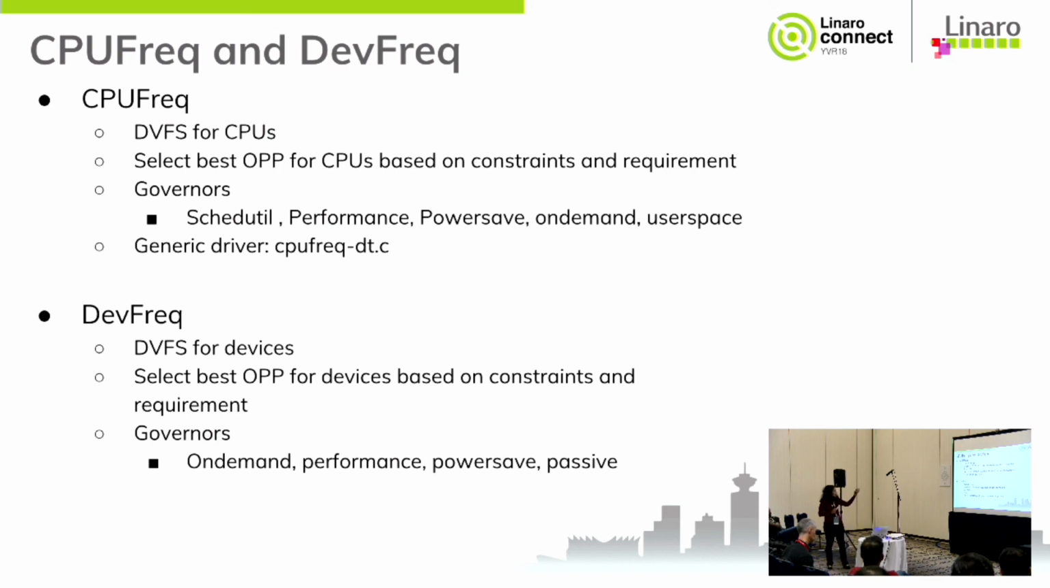So I'll explain a little bit on the governors. There is the performance governor and the powersave governor. They are probably the simplest governors in the system. The performance governor says always choose an OPP that gives the best performance. The powersave governor says always choose the OPP that gives the lowest power, or the best power savings, let me put it that way. And then there is the userspace governor, where the OPP can be chosen from user space rather than the kernel driving it.